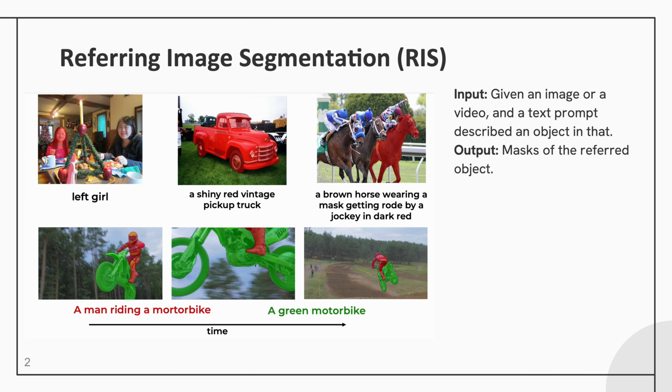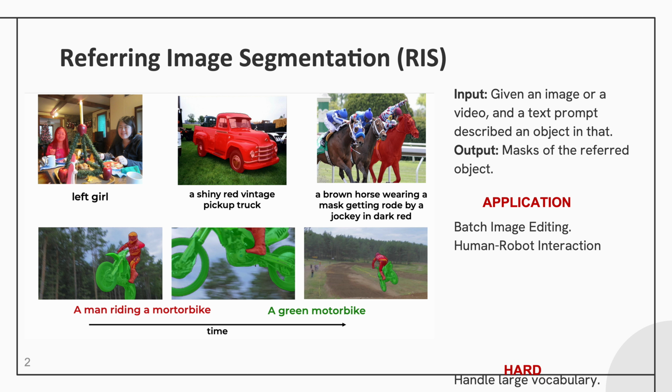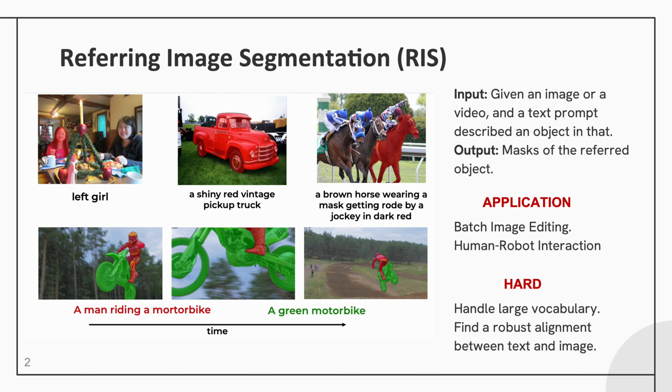Referring image segmentation, or RIS, is a process that segments objects within images or videos based on textual descriptions. This task has practical applications in batch image editing, where users can manipulate specific objects through text commands, and in human-robot interaction, allowing robots to understand and execute tasks based on textual cues. However, RIS faces challenges such as handling a large vocabulary to accommodate diverse descriptions and establishing a robust alignment between textual descriptions and visual elements.